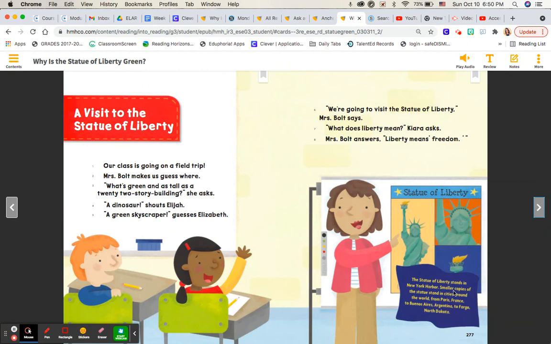So now I've already found my answer. I know that it's in the New York Harbor. So I'm going to write my answer in a complete sentence, The Statue of Liberty stands in the New York Harbor. Period. Write my name to show that that's my answer, and I'm going to go put it up. Now I'm going to come back and I'm going to finish reading, okay?